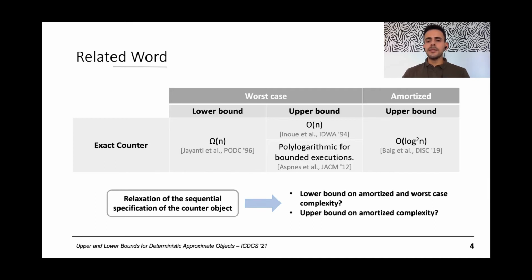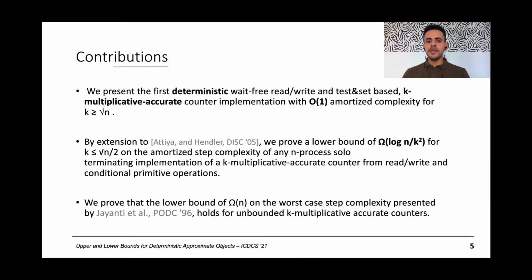So to reiterate, we are looking to study the relaxation of the sequential specification of the counter object and how it affects its complexity. So in this regard, our contributions are as follows. We present the first deterministic wait-free read, write, and test-and-set based K-multiplicative-accurate counter that has a constant amortized step complexity when the approximation parameter K is greater or equal to the square root of n. Then, by extension to the result by Attiya and Hendler, we prove a lower bound on the amortized step complexity of log n over k squared when the approximation parameter is lower or equal to the square root of n over 2. And finally, we prove that the worst-case step complexity lower bound given by Jayanti et al. for the exact counter holds for unbounded K-multiplicative counters as well.